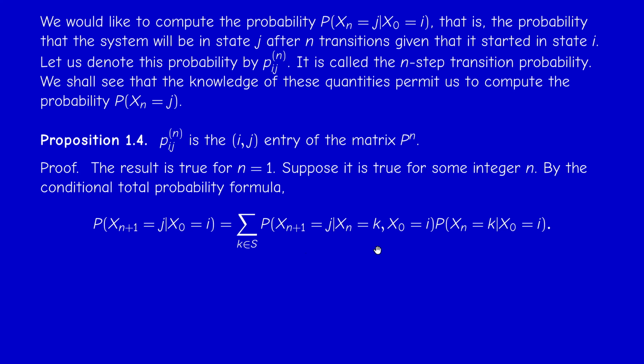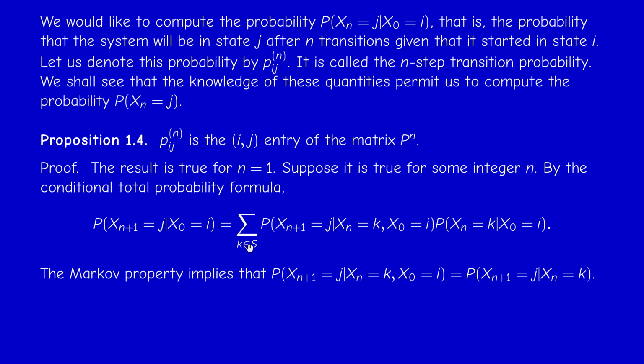Okay, so I take the sequence. So Ek here is just the event Xn equal k. Okay, fixing n. So this is the event Ek. And this is the event B. So the conditional total probability formula tells me that I can write this probability as this sum. Now, if you look at this probability here, the Markov property tells me that the future is independent of the past given the present. So I can eliminate the X0 equal i.